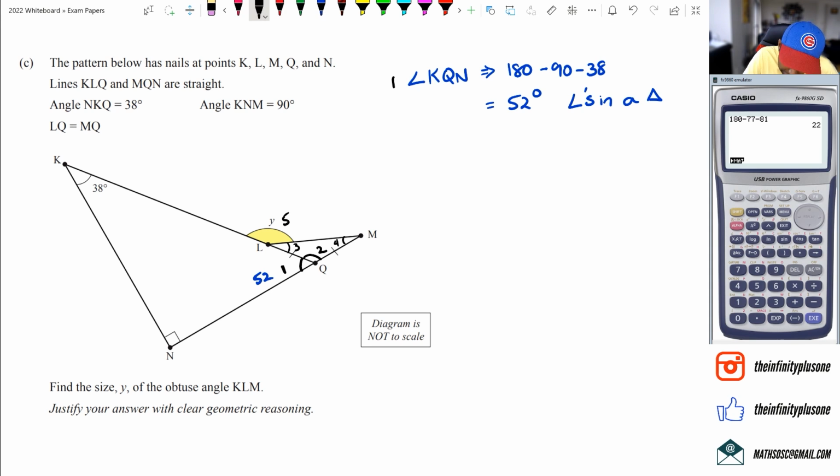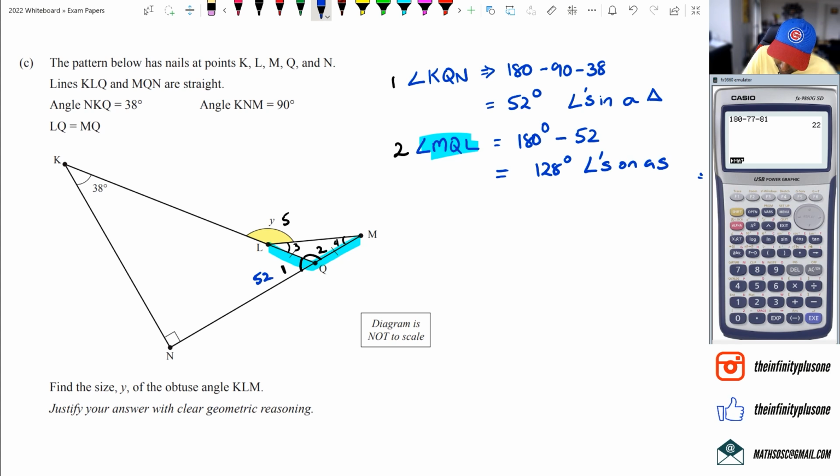Now the next thing I'm going to work out is the second angle, mark number 2, which happens to be angle MQL. That's this right here that I'm trying to figure out. So MQL is equal to 180 degrees minus... I just realized I could have just done exterior angles with 38 and 90, but that's all right. So here we go, 180 take away 52, that's going to give us 128 degrees, and that's because it's angles on a straight line.